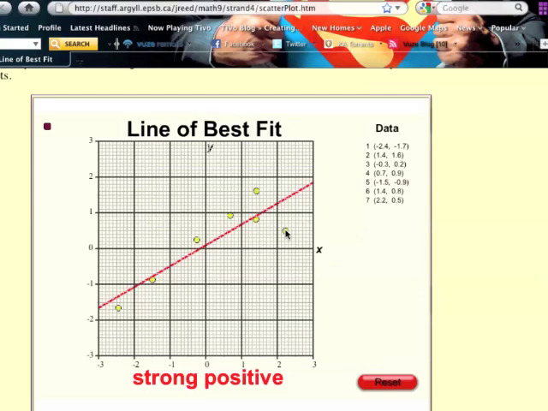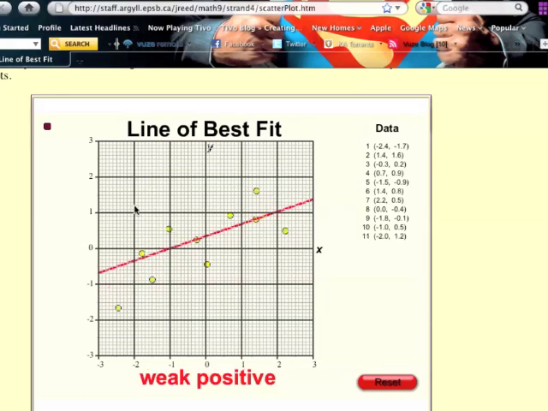Right? So it's still positive, still strong because the points are pretty much in line with our line of best fit. But now watch what happens here. It's still strong positive, right? But now watch me start putting some more points in there. Look at that. It now just became weak. Right? Because the points are now deviating further away from our line of best fit.